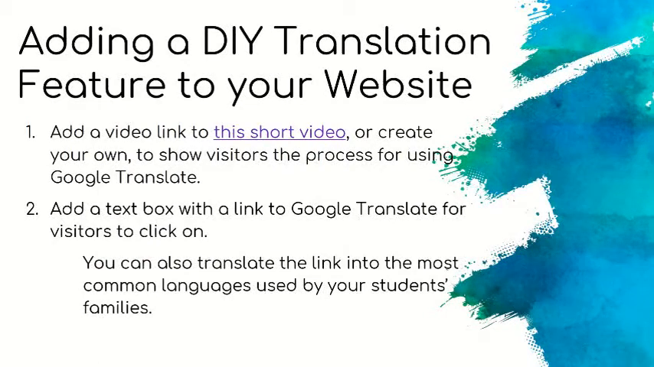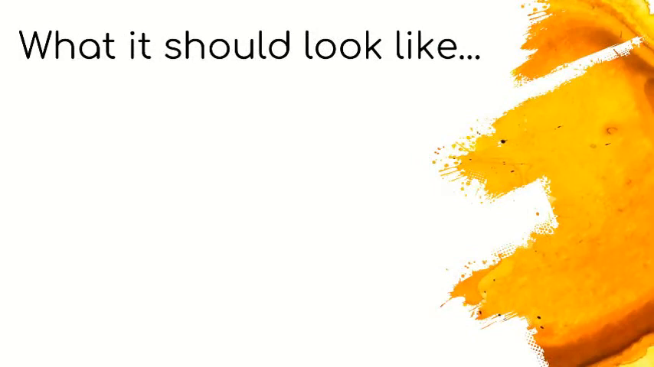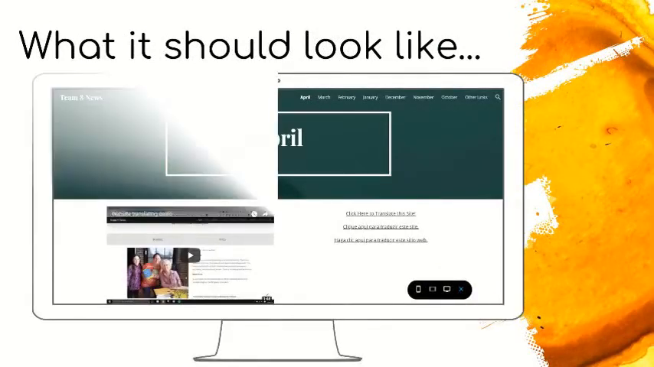You will then add a text box to your website with links to Google Translate for visitors to click on. You can also add translations of this link so that users in other languages will know what to do. And then you publish your website. This is what it should look like when you're finished.